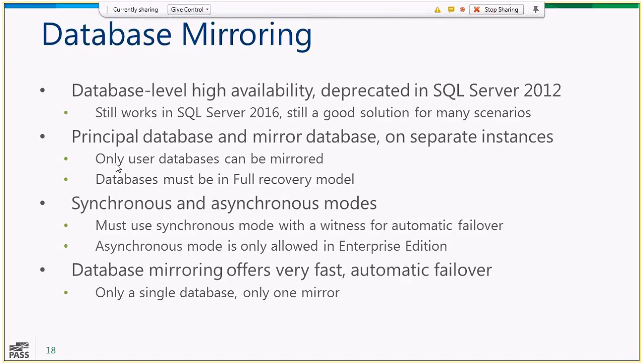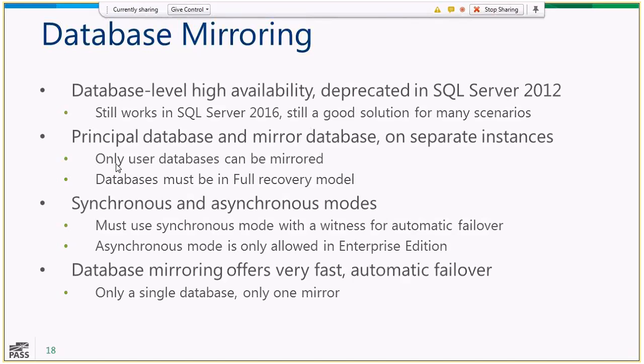And that witness instance can be running SQL Server Express Edition, and it's not really doing any work. It's just helping the mirror and the principal decide whether or not they have a quorum and whether it needs to initiate an automatic failover. That's all it's doing. And you get very fast automatic failover, but the main weakness with database mirroring is you only have one database at a time that's mirrored to just one location, and you can't really access the mirror copy. Now, if you have Enterprise Edition, you can do database snapshots on the mirror and run reports against that, but in real life that doesn't work really well, and I don't really recommend that you do that.